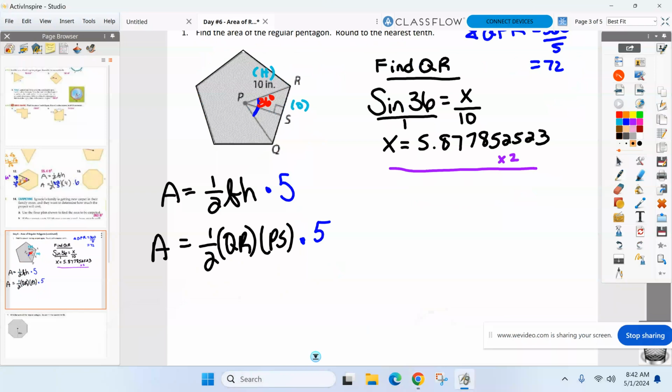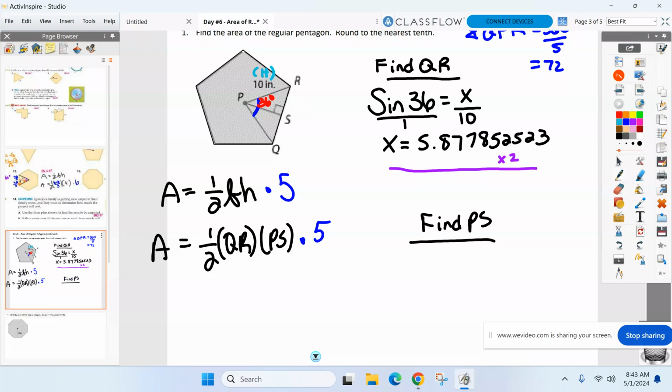All right, now we're going to find the height, PS. I don't want to tell you how to do this because there's multiple ways of doing it. How many sides do you now know of this right triangle? 2. So you could find the height by doing Pythag if you wanted to. But if you're going to use Pythag, make sure you use the whole 5.8778.